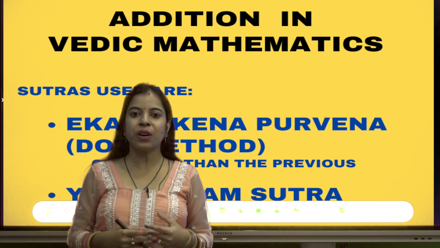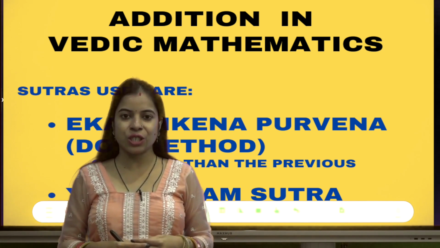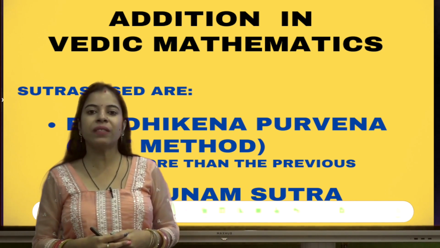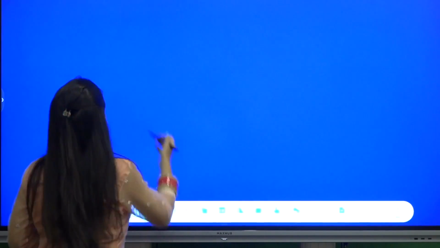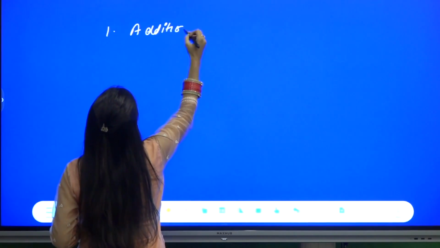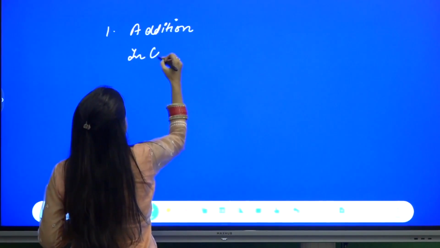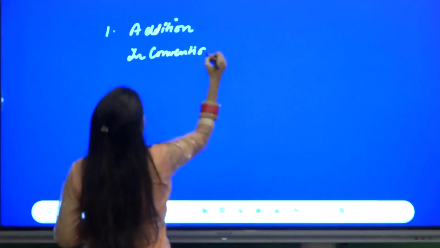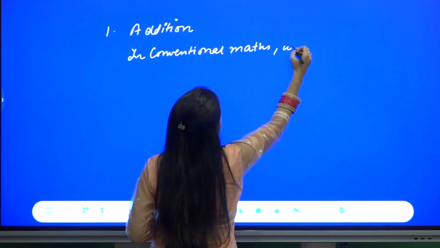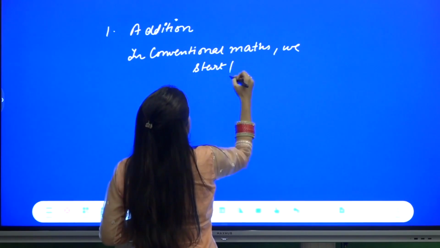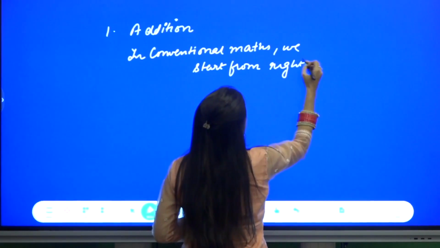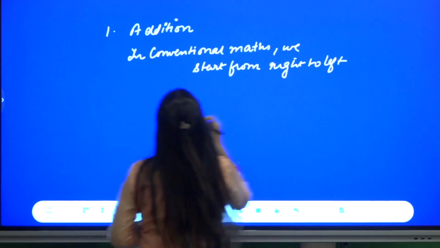Let us start with the first basic operation, that is addition. How we can perform addition of numbers with the help of Vedic mathematics technique. So, first is addition. In conventional maths, we start from right to left. But in Vedic mathematics, we are going to start from left to right.